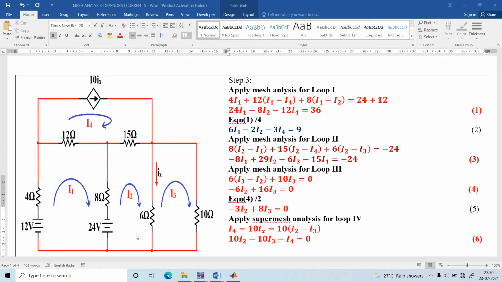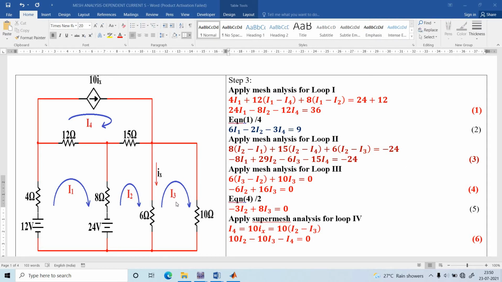That is equal to, see the voltage source, the current is flowing from positive terminal to negative terminal, voltage drop. That is equal to minus 24. Now reduce the equation: minus 8 into I1, plus 15 plus 8 plus 6, that is 29 I2, minus 6 I3 minus 15 I4 equal to minus 24. This is equation number 3.